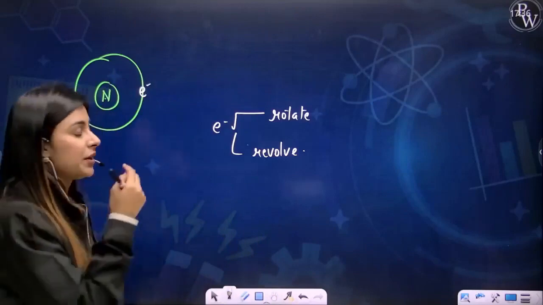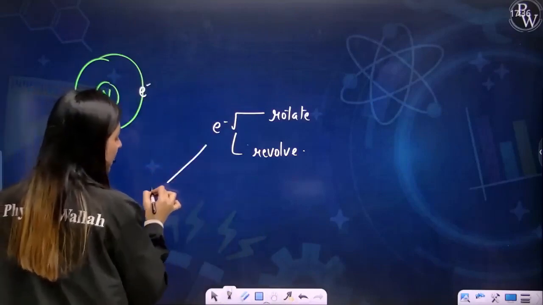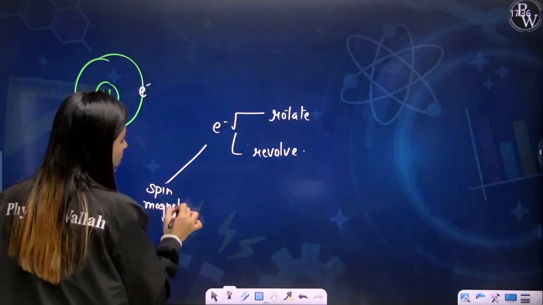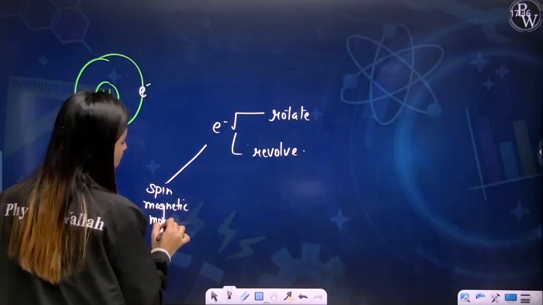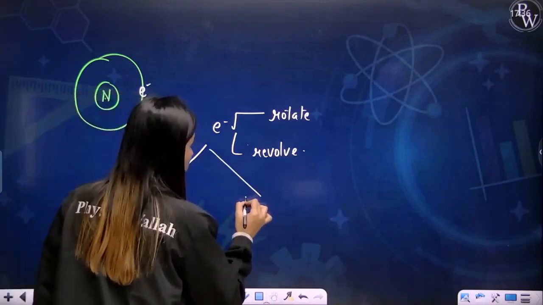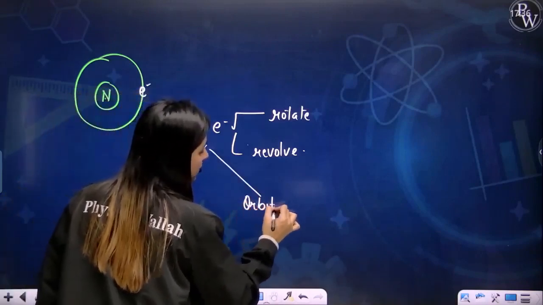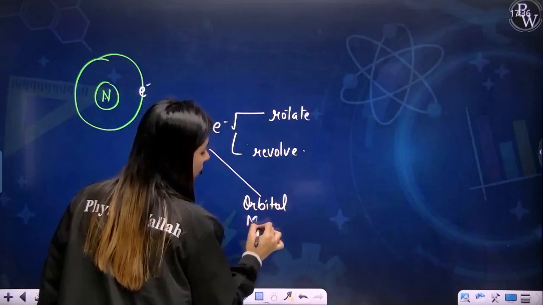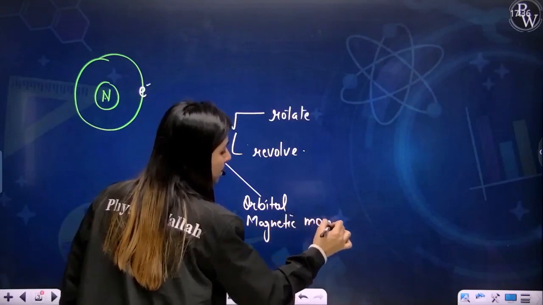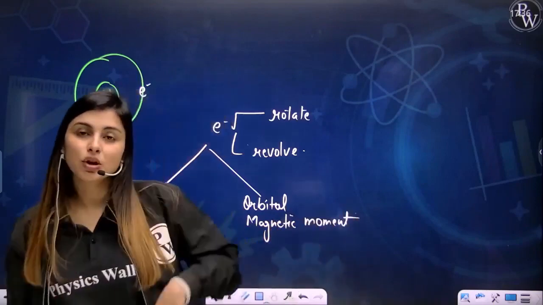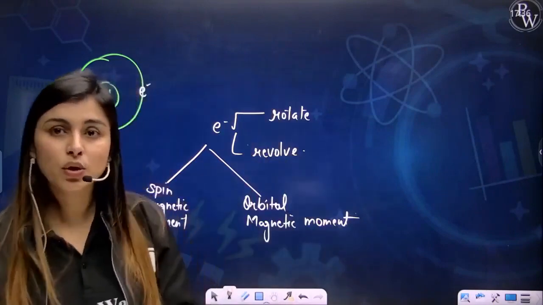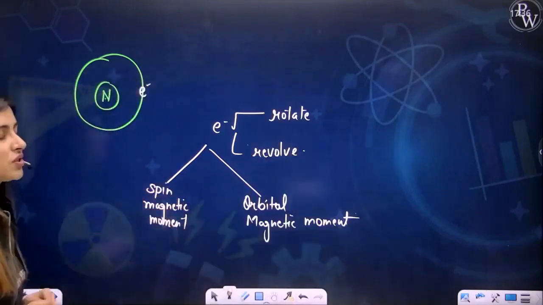Because of these two parts, my dear students, an electron has two different moments. One is the spin magnetic moment, and the other is the orbital magnetic moment, because of its spin along the axis and its revolving around the nucleus. Okay, these are a few things that we need to understand.